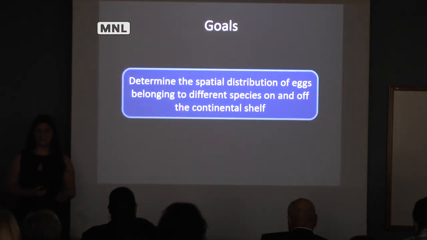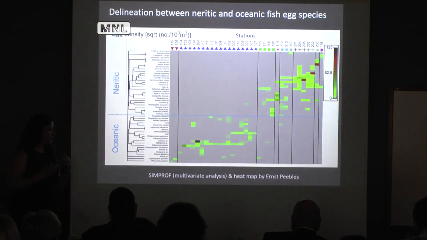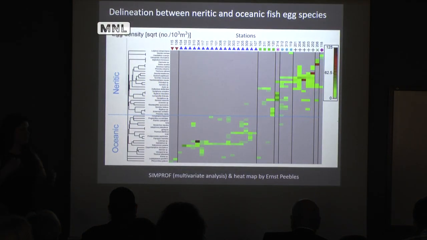To bring you back to the goals, the first goal was to determine the spatial distribution of eggs belonging to different species on and off the continental shelf. I worked with Ernst to create a SIMPROF multivariate analysis of this data, and we got back a nice heat map. This heat map shows at the top the stations, so one meaning the first cruise, and then after that which station location, three meaning the third cruise, and after that which station location. But that's not really what we're looking at. What we're looking at is the different shapes here.